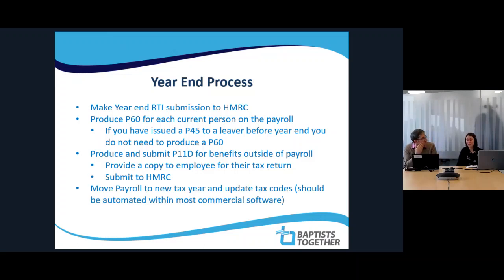You also submit that to HMRC so that they can calculate how much tax your employee does owe on those benefits. And then you move your payroll onto the new tax year, update any tax codes. This quite often is automated within your software, or you can tick that you want to upgrade all the tax codes that are 1185L by 65, for example. So there are various ways around it. And again, the HMRC website's got quite a lot of information about what tax codes to use for the coming year. And then you start your tax year all over again and start your payroll all over again.